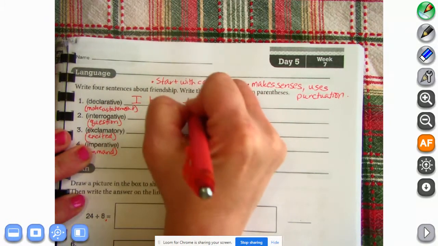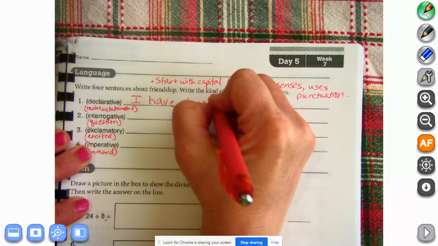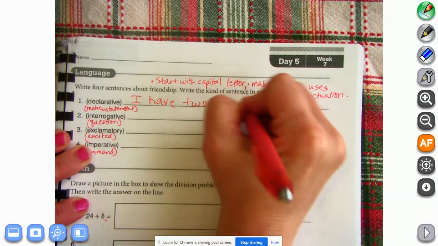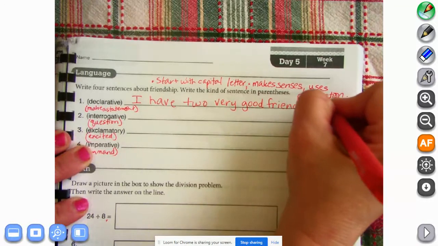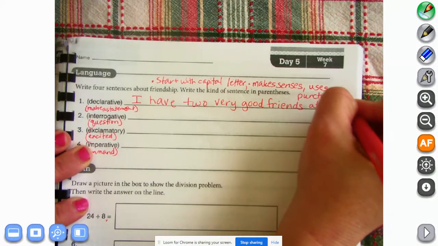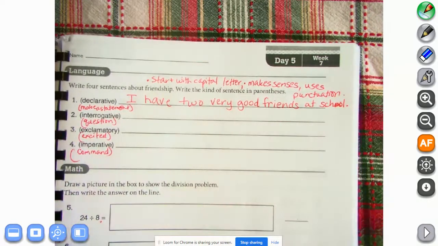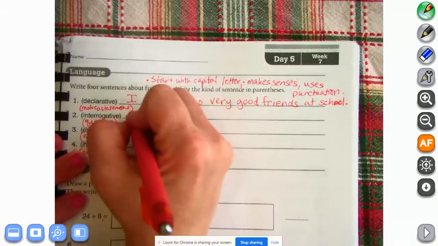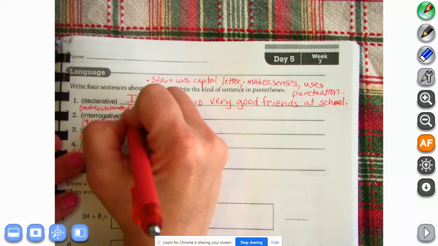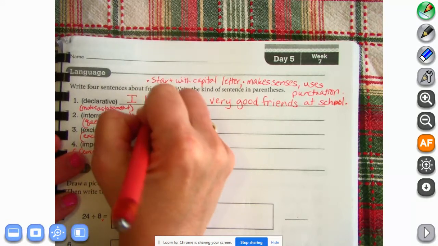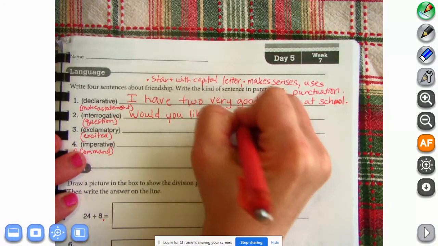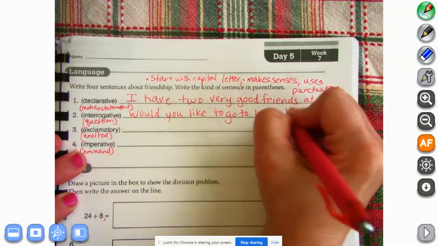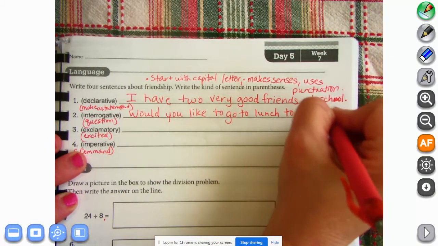I have 2 very good friends at school. I have more, but I'm just going to write about my 2 very good friends at school. All right. An interrogative question would be, I could ask my friends, would you like to go to lunch together? So I could be asking my friends that.